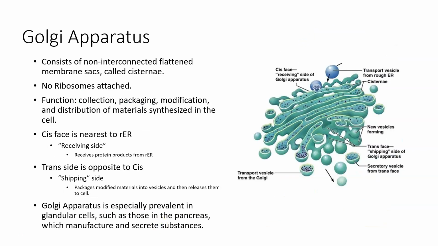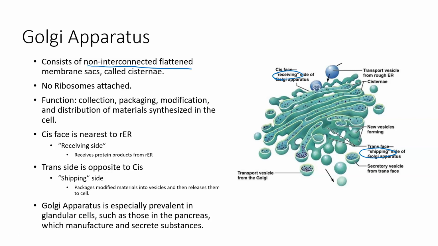Golgi apparatus is going to look very similar to the ER, but it's very different. For one, the rough ER is an interconnected set of flattened membranes that are associated with ribosomes. The Golgi apparatus is a non-interconnected flattened sac of membranes. Notice that some of them are connected, but this membrane is not connected to this one, which is not connected to this one, which are not connected to these. There is a receiving side and a shipping side of the Golgi.